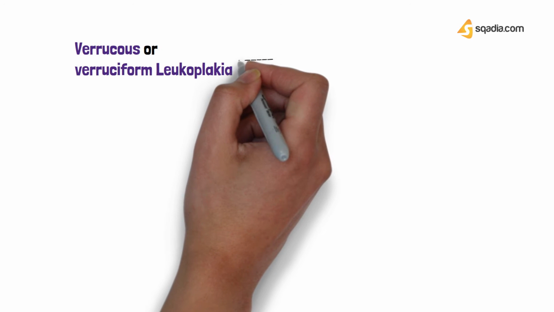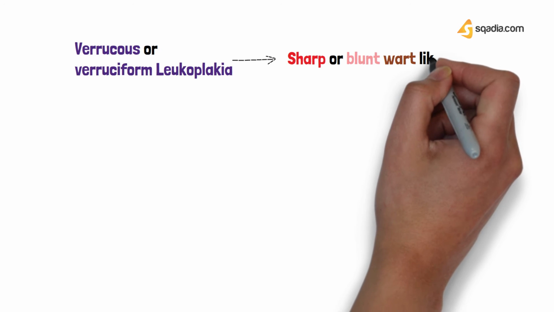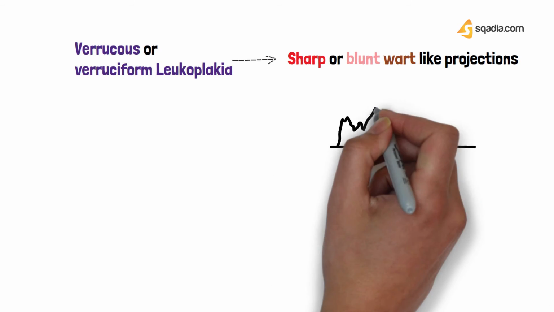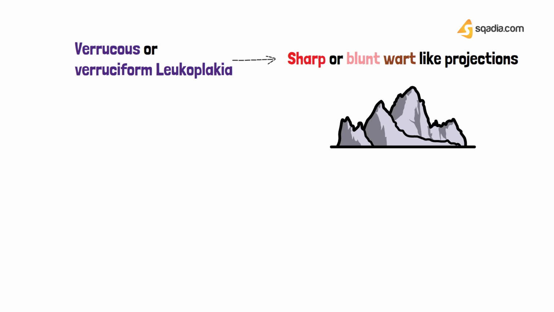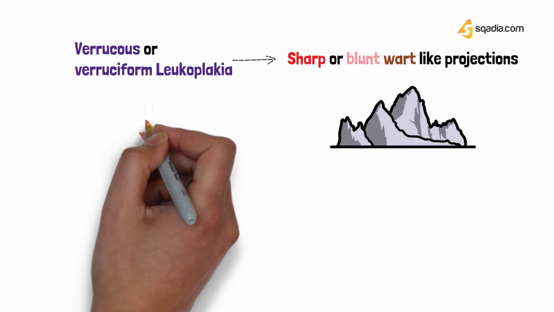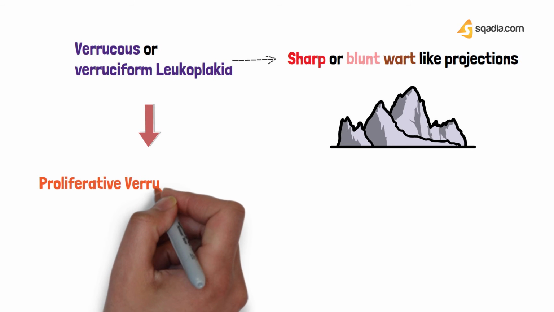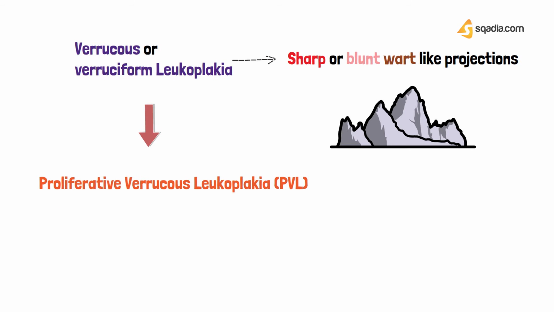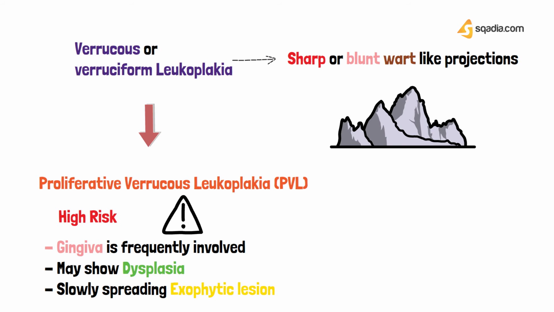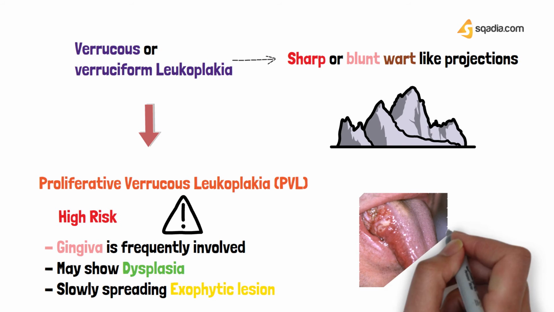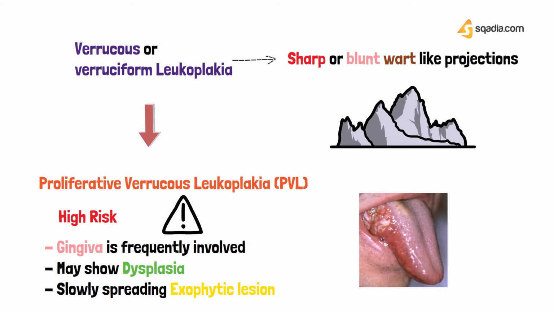Now we have the verrucous leukoplakia, also known as verruciform leukoplakia. This possesses sharp or blunt wart-like projections. Now, this is going to possess moderate dysplasia, and it may eventually become even worse, and it may change into proliferative verrucous leukoplakia, also known as PVL. Now, PVL is a high-risk lesion. We can frequently see it on the gingiva. It may show dysplasia, and as we can see in this picture, it is an exophytic lesion.